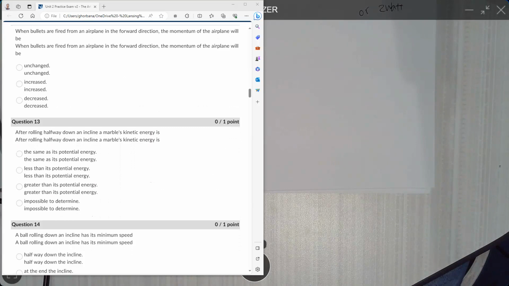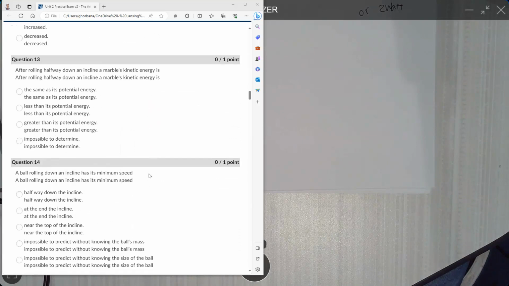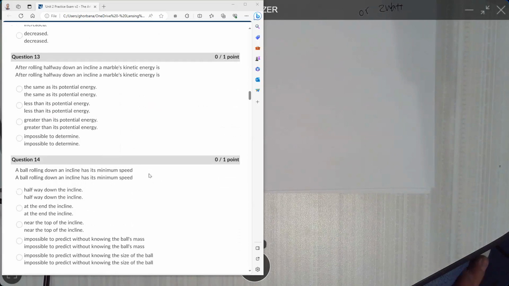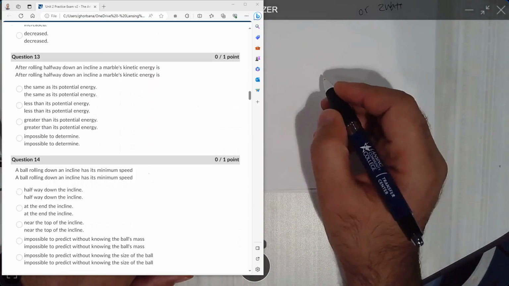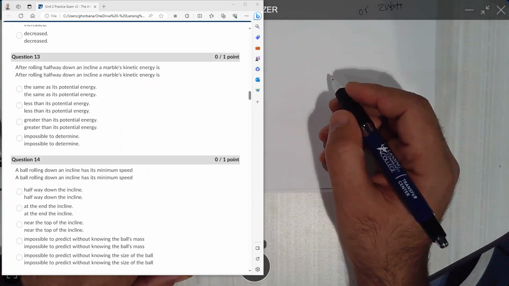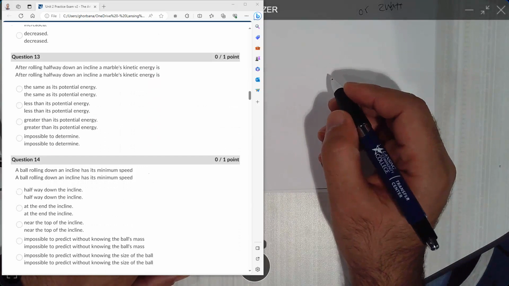So number 13. After rolling halfway down an incline, a marble's kinetic energy is, halfway down, what do you think? The marble's kinetic energy is going to be the same as potential, less than potential, greater than potential, or impossible to determine. Exactly. Yes, it is the same.